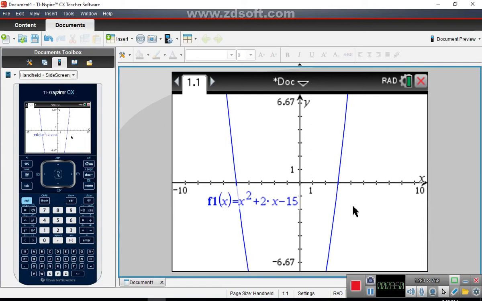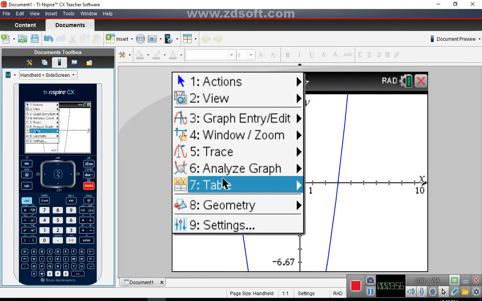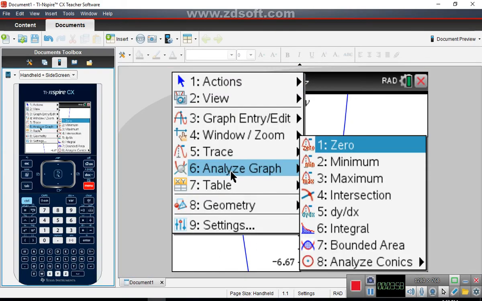So what I'm going to do is I'm going to go to Menu. Menu is on the right side of your calculator. From Menu, I'm going to go to Analyze Graph. And from Analyze Graph, I'm going to go to Zero. Your x-intercepts are zeros, and we call them x-intercepts. These x-intercepts are zeros because our y is 0.